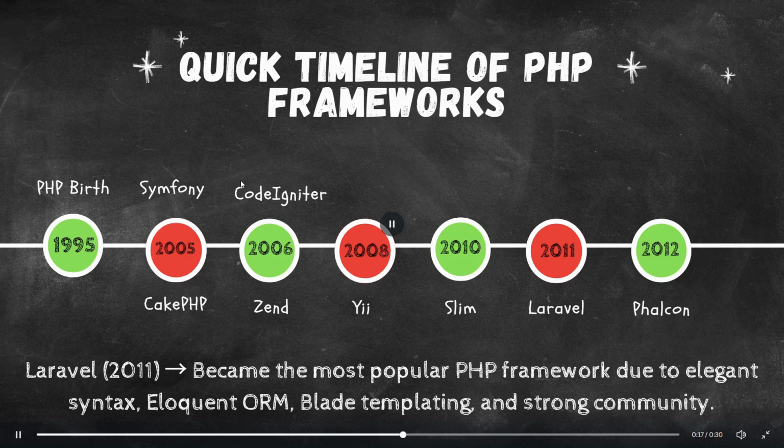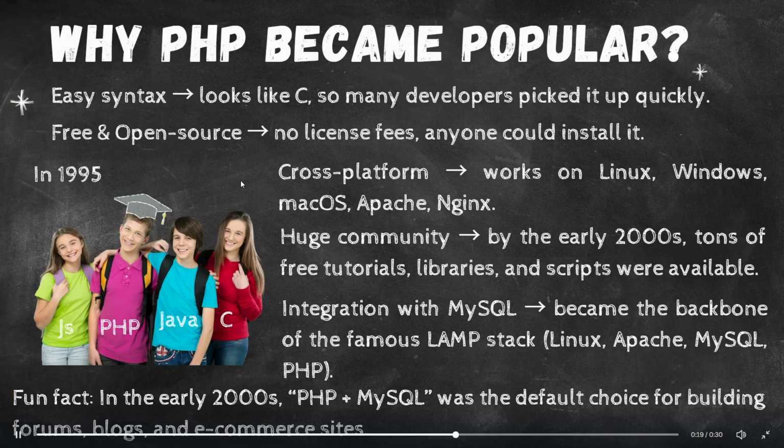That is a quick timeline of PHP frameworks. Okay, the next slide will be why PHP became popular. Guys, in 1995, I am talking about 1995, it came suddenly and it became popular. Why? What is the reason? At that time there were other popular languages also, like Java, C, JavaScript and many more. Then why PHP? It became so popular in just a few days or weeks.